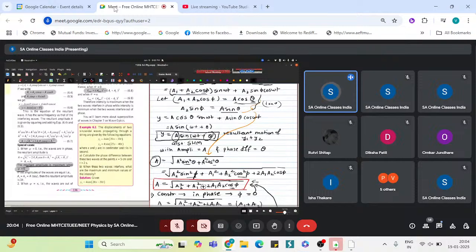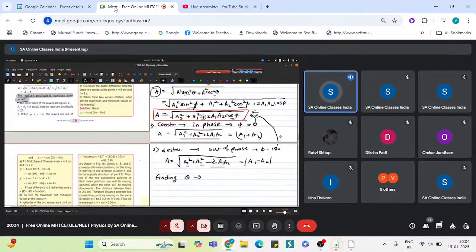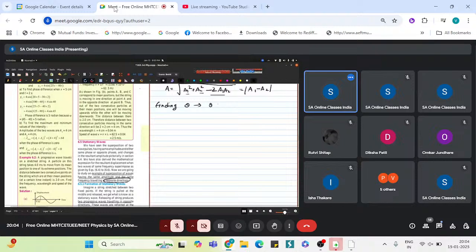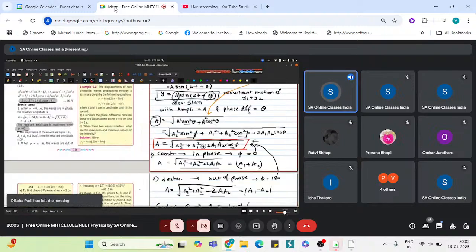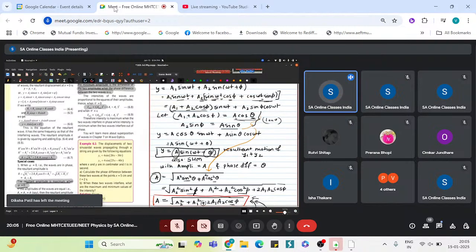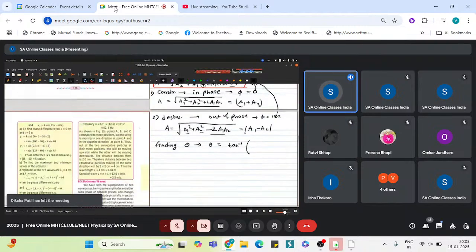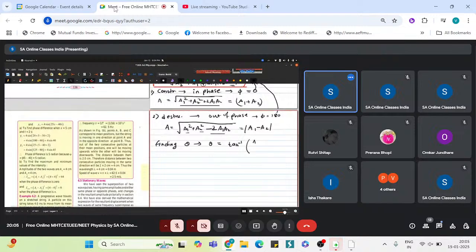So tan theta is going to be equal to a2 sin phi divided by this quantity, and then theta is going to be equal to tan inverse of that. So I'm just going to write the same thing. Theta is equal to tan inverse of a2 sin phi divided by a1 plus a2 cos phi.